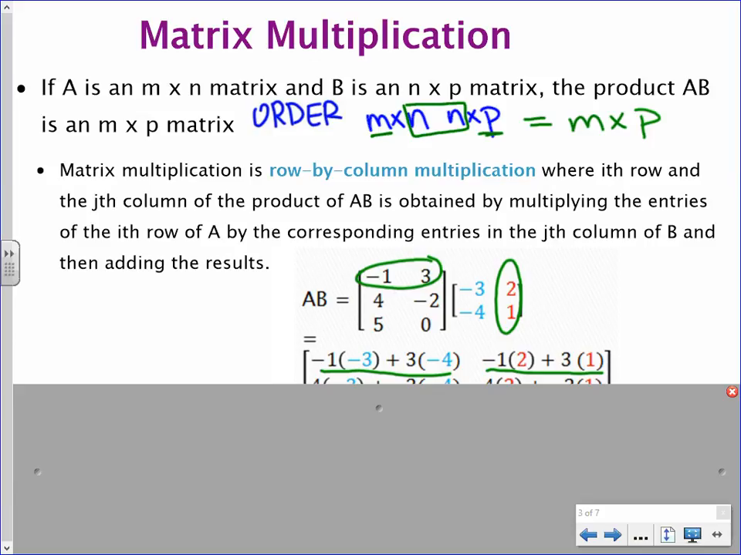What, Gabe? Are you talking about this right here? Yes. Okay. Because we took first row times first column, so -1 times -3, 3 times -4.